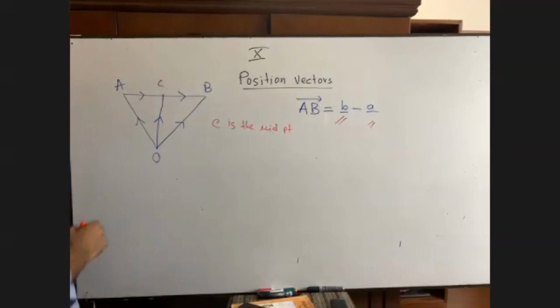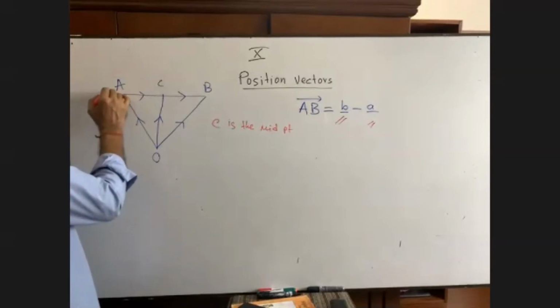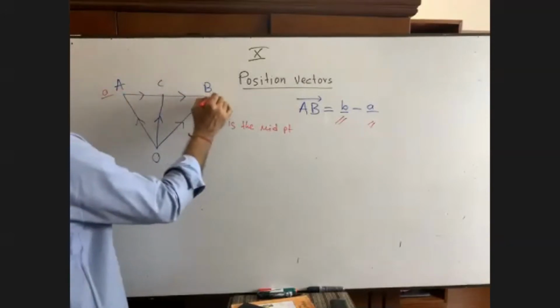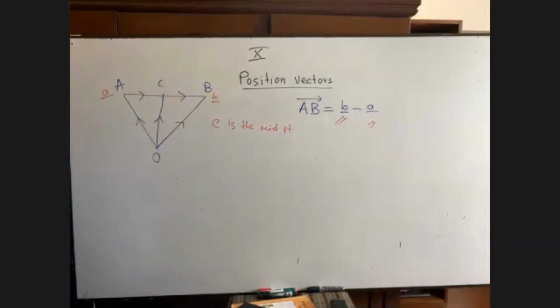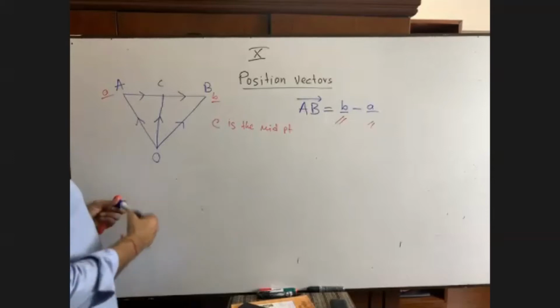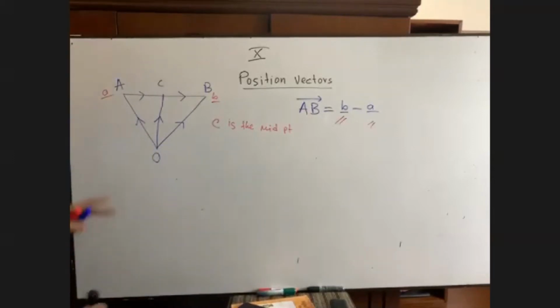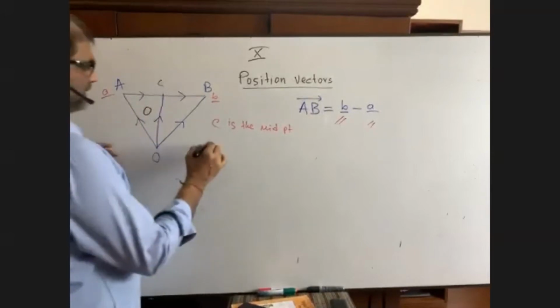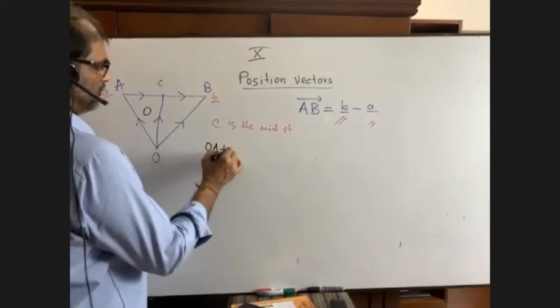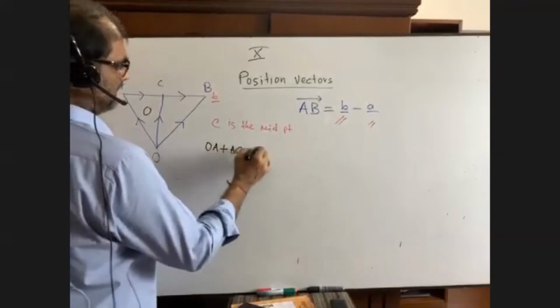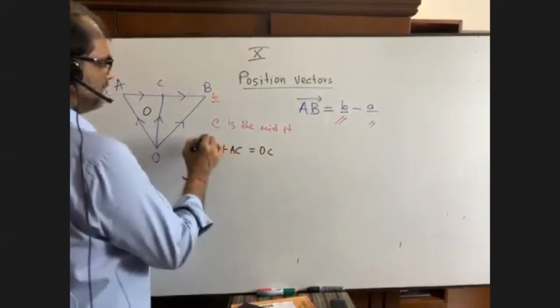Now, the position vector of A is A. The position vector of B is B. Can we express what is OC? OC equals what? Can you write down here? You have to talk to me. If you cannot understand, please let me know. In this triangle, we can write down OA plus AC is equal to OC. Is it?